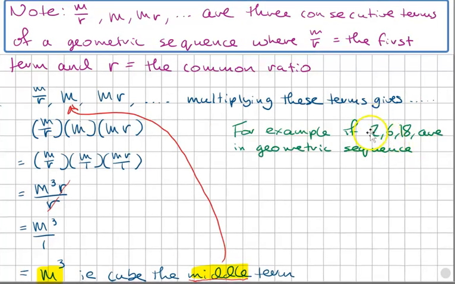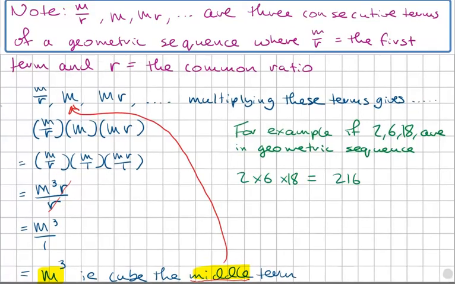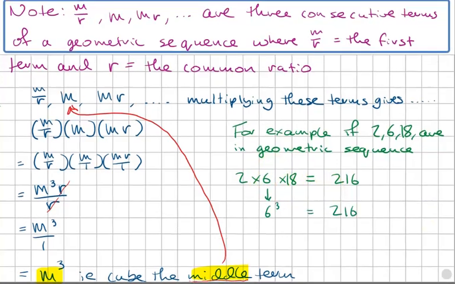So let's say we have 2, 6 and 18, the first three terms of a geometric sequence. Again, they don't have to be the first three terms so long as they're consecutive. So they're three terms of a geometric sequence. Multiplying them, so 2 by 6 by 18 is 216. And if what we've just proven is true, then cubing the 6 should also give 216, because 6 is the middle term. And it does. So it works out.